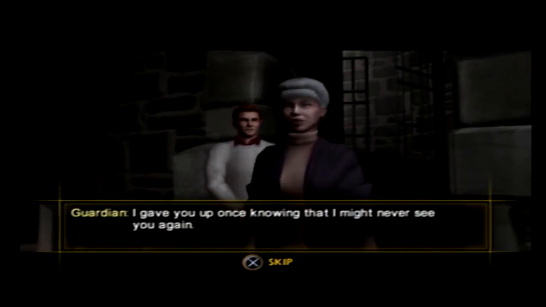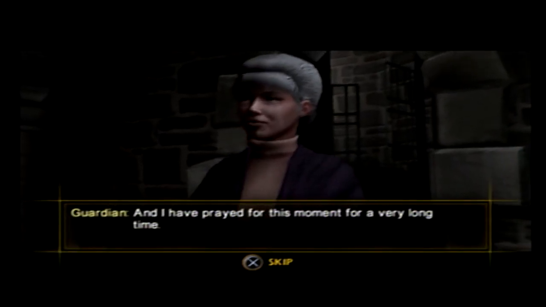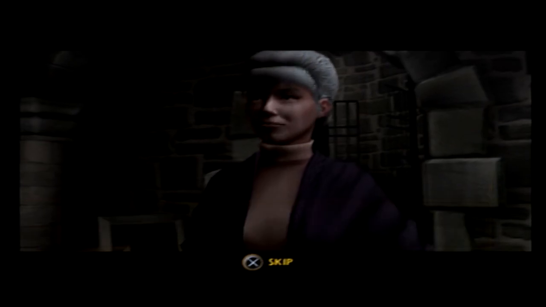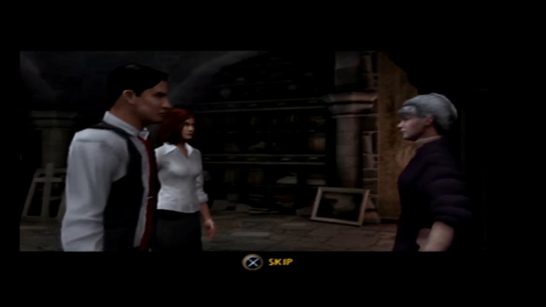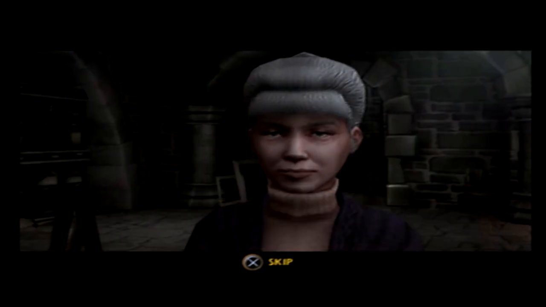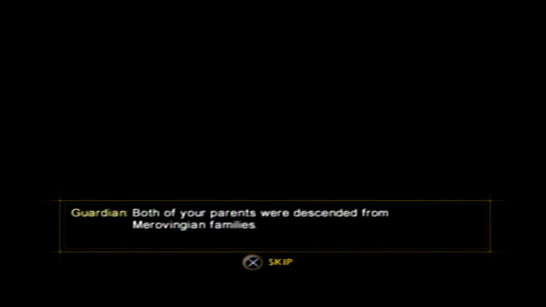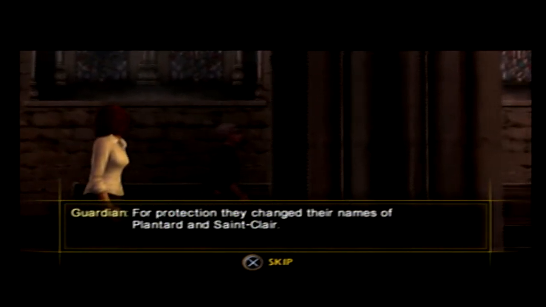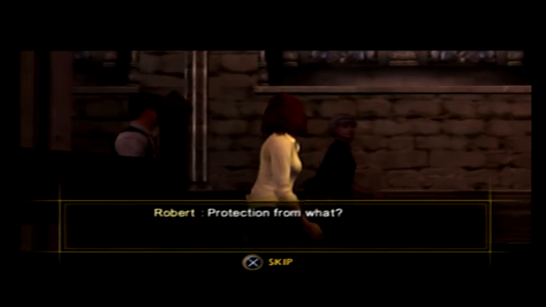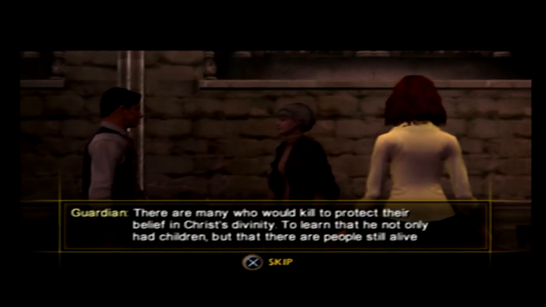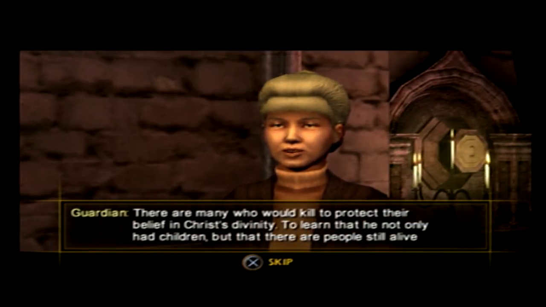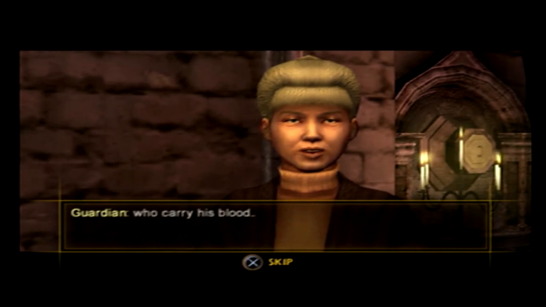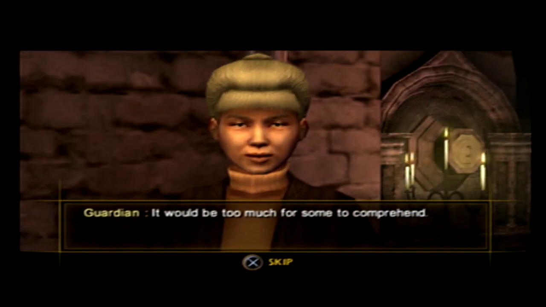I gave you up once, knowing that I might never see you again. And I have prayed for this moment for a very long time. I am your grandmother, Sophie. Both of your parents were descended from Merovingian families. For protection, they changed their names to Plantard and St. Clair. Protection? From what? There are many who would kill to protect their belief in Christ's divinity, to learn that he not only had children, but that there are people still alive who carry his blood. It would be too much for some to comprehend.